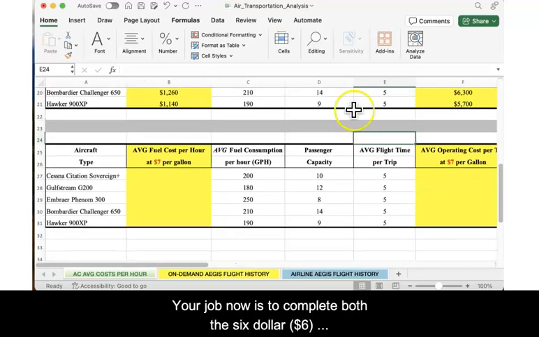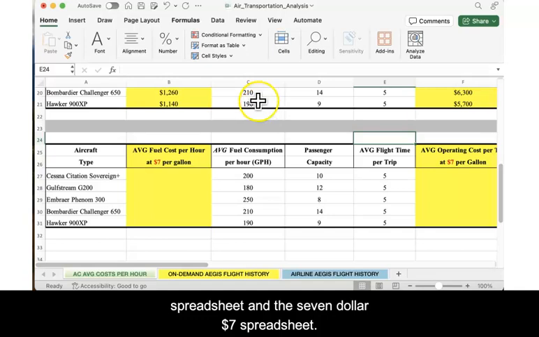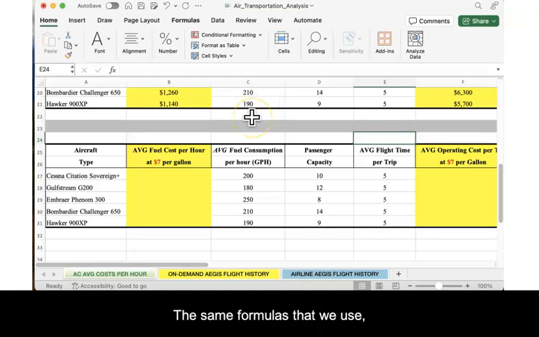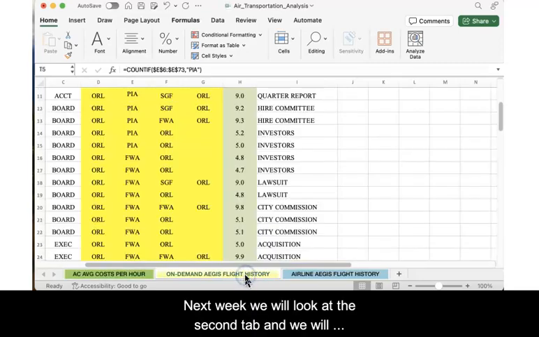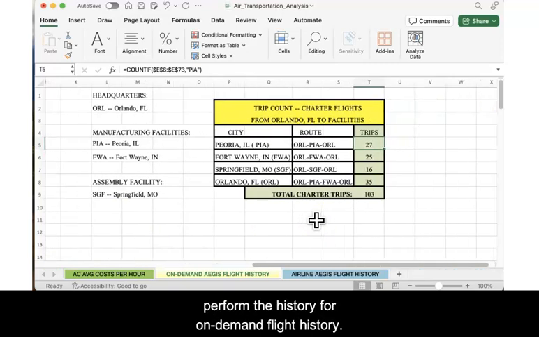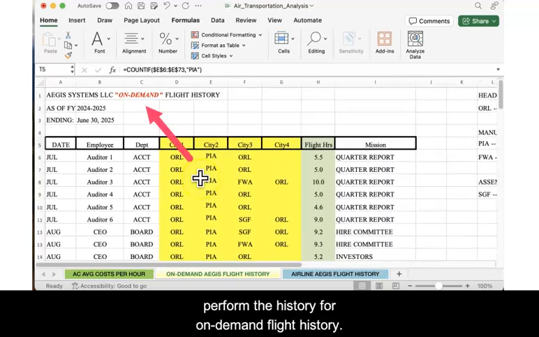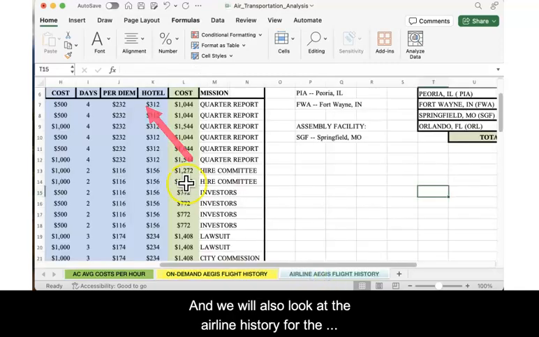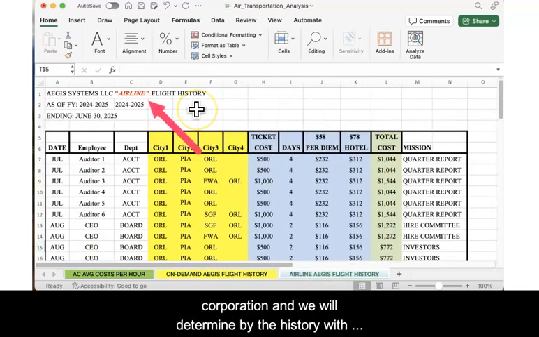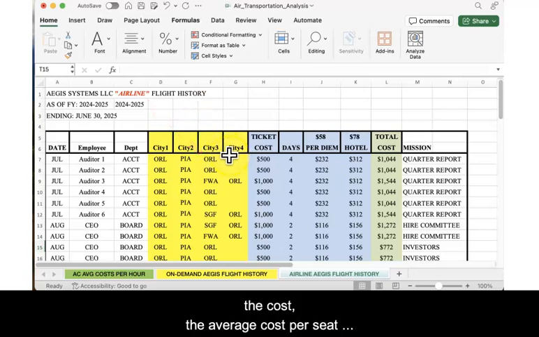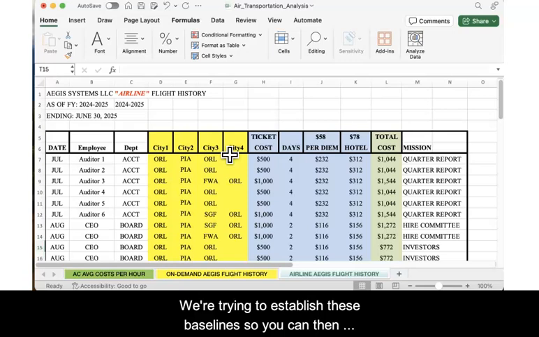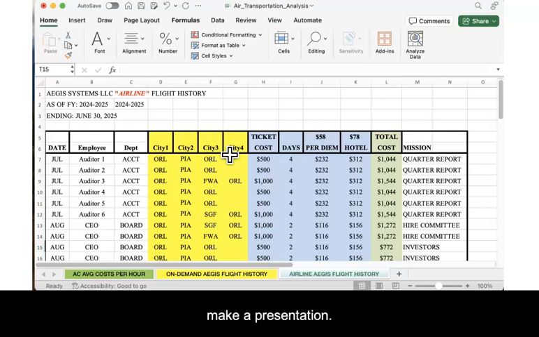Your job now is to complete both the $6 spreadsheet and the $7 spreadsheet, with the same formulas and the same procedures. Next week, we will look at the second tab, and we will perform the history for on-demand flight history, and we will also look at the airline history for the corporation. And we will determine, by the history with the cost, the average cost per seat, what is going to be the best aircraft for this corporation. We're trying to establish these baselines so you can then make a presentation.